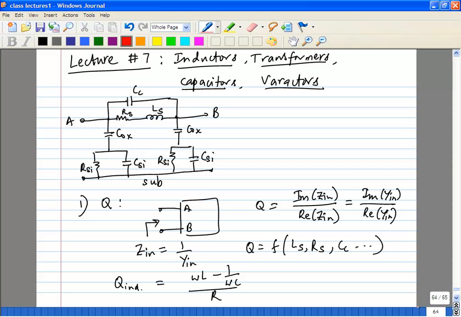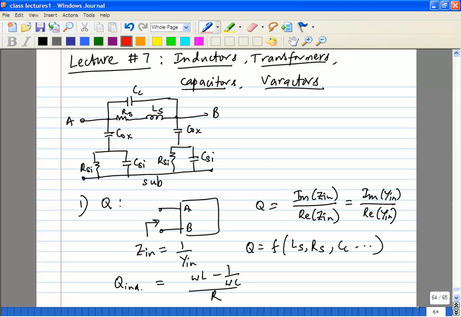And if you look at the types of layers, the lowest few layers will be quite thin, okay? They are meant to interface with transistors, capacitors, resistors and so on. They'll be quite thin, very resistive. They have a much larger capacitance to the substrate.